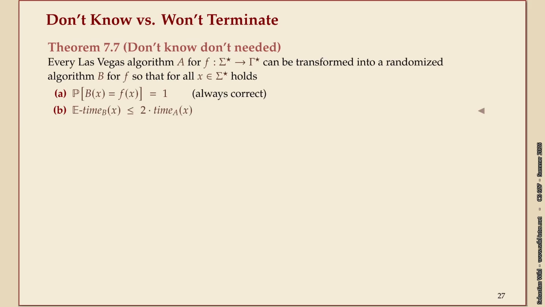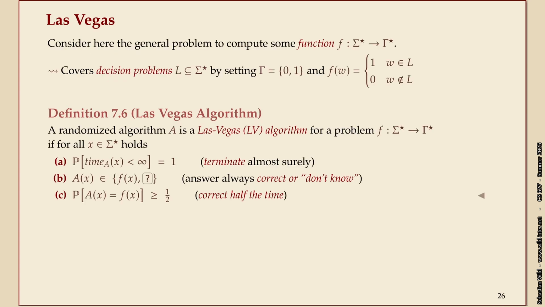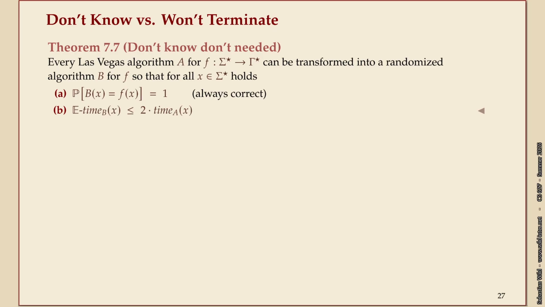Now, it turns out this definition is generous, and you can restrict parts of it without losing any problems that you can solve. So every Las Vegas algorithm that satisfies these 3 conditions can actually be slightly strengthened. In particular, you can get rid of this I don't know state. You can transform an algorithm into a new Las Vegas algorithm, which now has probability 1 to output the correct answer.